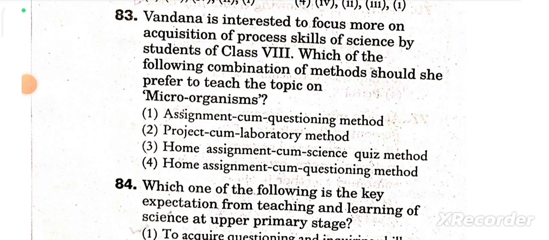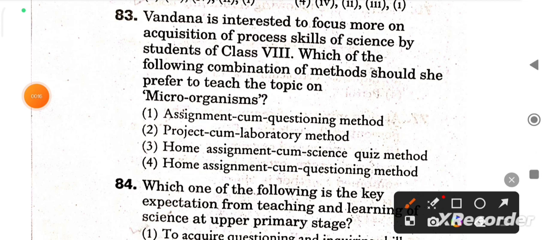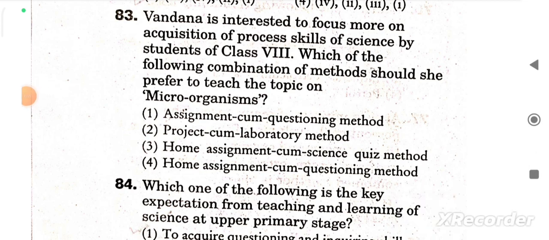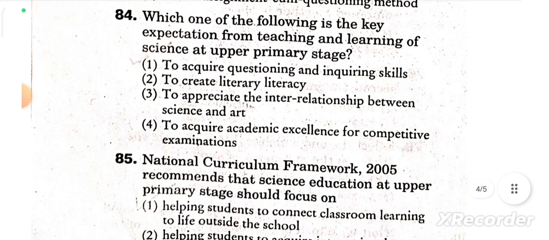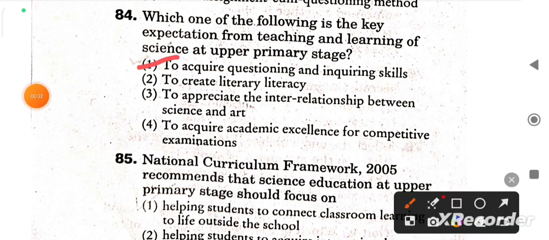So here option third will be the correct one here. After that, question number 83 is, Vandana is interested to focus more on acquisition of process skills of science by students of class 8th. Which of the following combination of methods should she prefer to teach the topic on microorganisms? So here correct option is project cum laboratory method. Next question is, which one of the following is the key expectation from teaching and learning of science at upper primary stage? Correct option is to acquire questioning and inquiring skills.